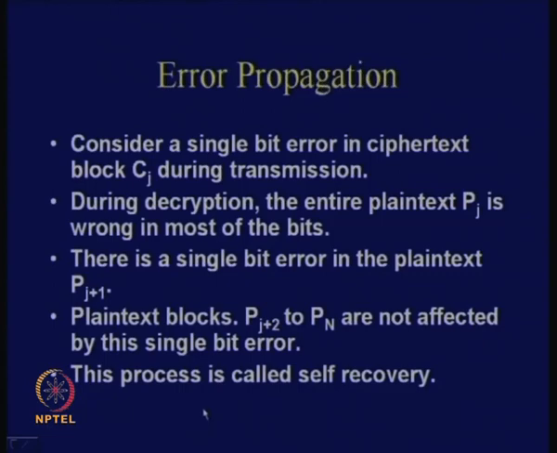This error in Cj was because of communication. If the error were there while encrypting, then there would be a cascading effect. What we are considering is a problem because of transmission, so as I say, during transmission.